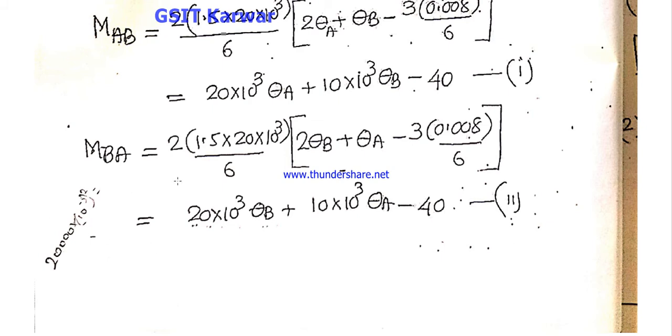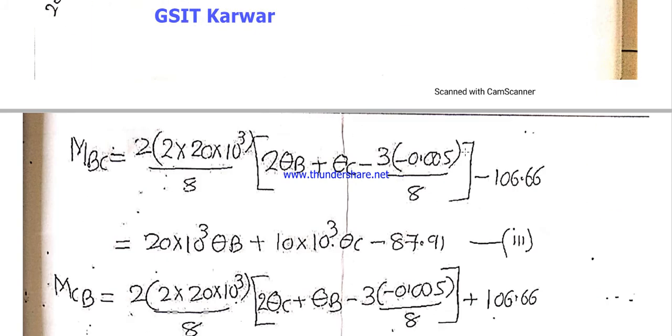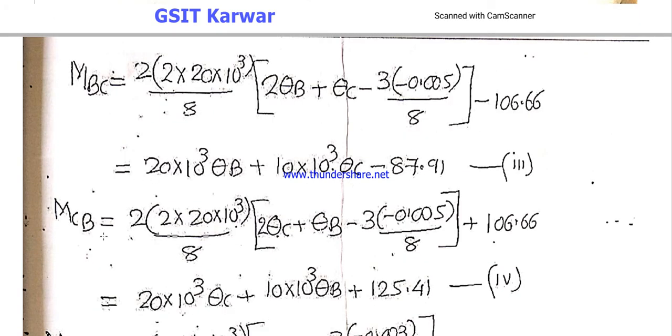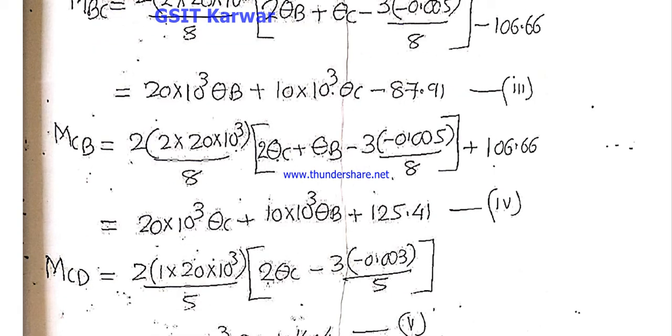Yes, in the span BA also the delta value is 0.008 millimeter, and considering span BC, we already discussed this delta value. The delta is minus 0.005, and similarly for CB also minus 0.005. Okay, and after simplifying this you are getting equation 4.